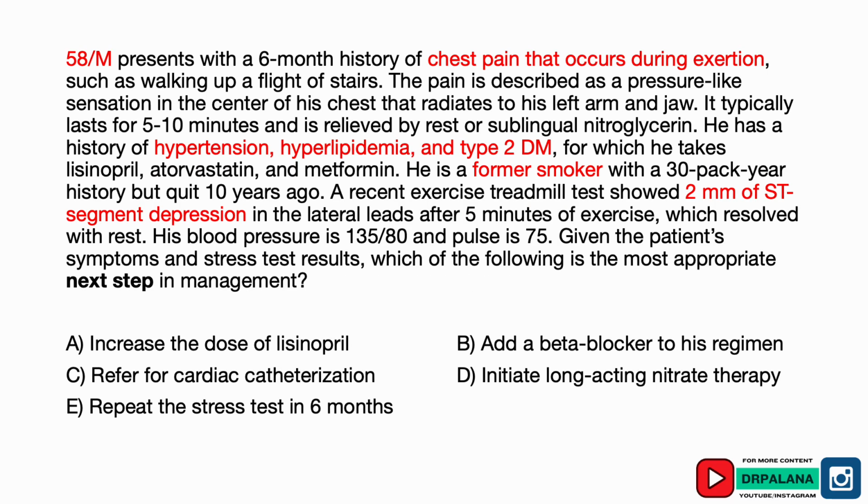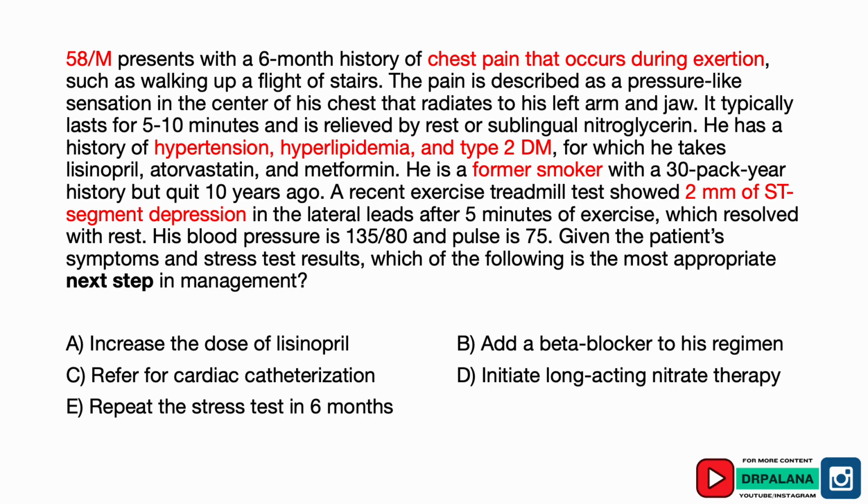A 58-year-old man presents with a 6-month history of chest pain that occurs during exertion, such as walking up a flight of stairs. The pain is described as a pressure-like sensation in the center of his chest that radiates to his left arm and jaw. It typically lasts for about 5 to 10 minutes and is relieved by rest or sublingual nitroglycerin.